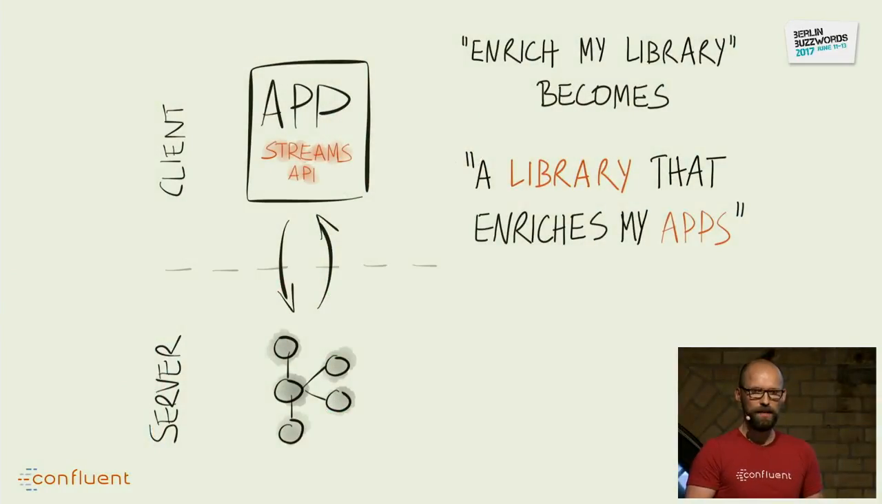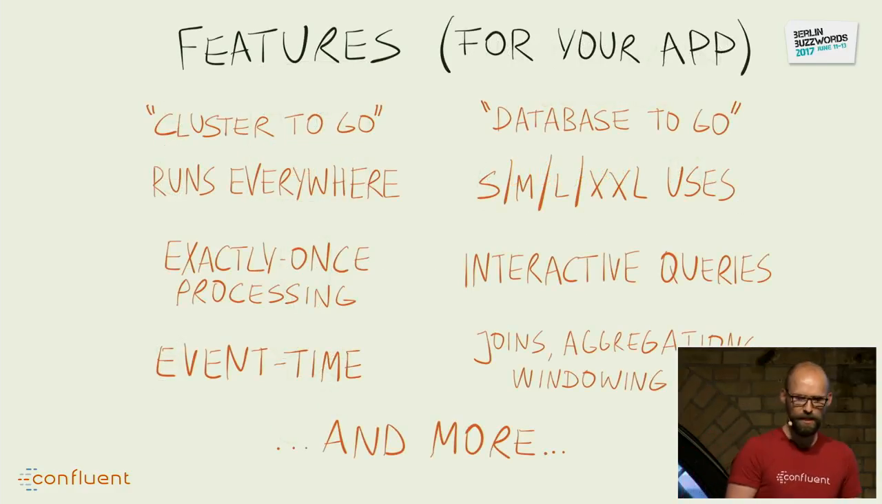So you might be familiar with this concept of "enrich my library", say if you're using Scala. And we're turning this upside down. We're giving you a library with the Kafka Streams API that enriches your applications. And what does that mean? It means you get features such as a cluster to go. I have an example in the next slide. A kind of database to go. You can run it everywhere. You can use it for very small use cases all the way to very large use cases and smoothly go in between those.